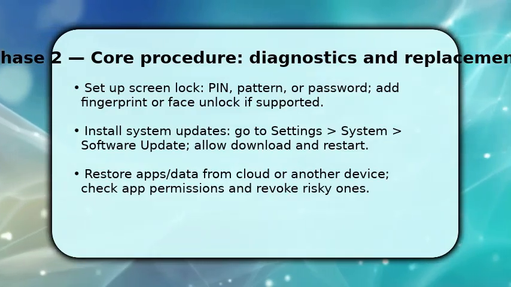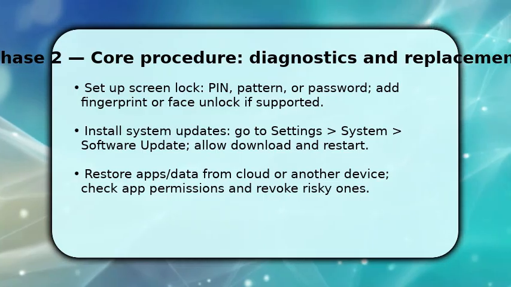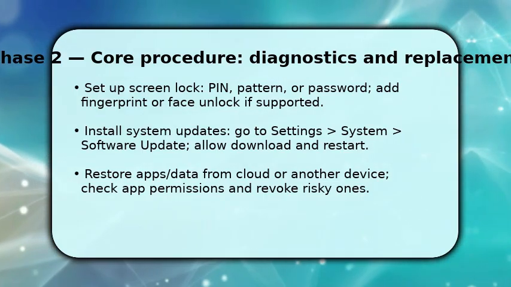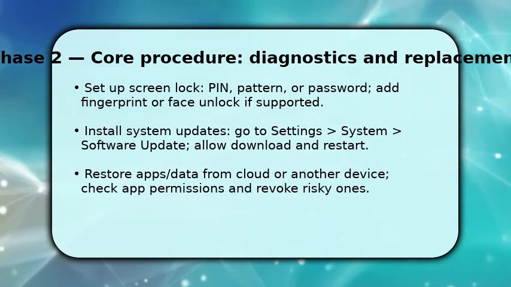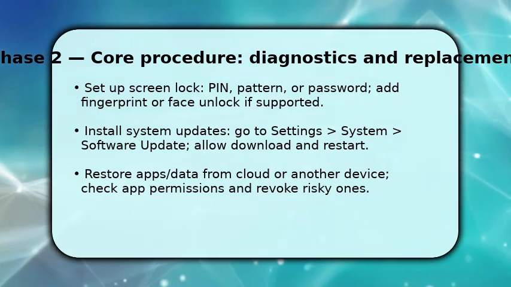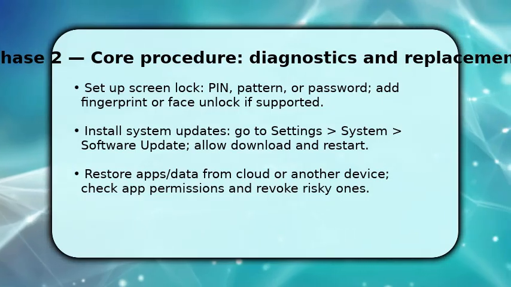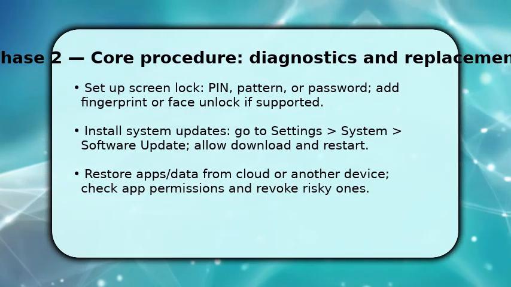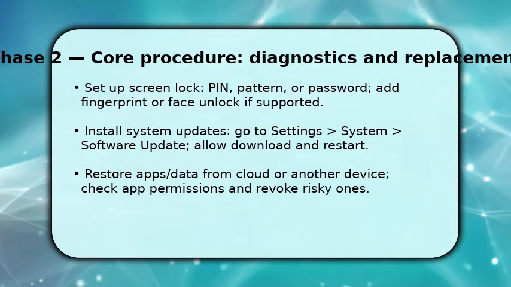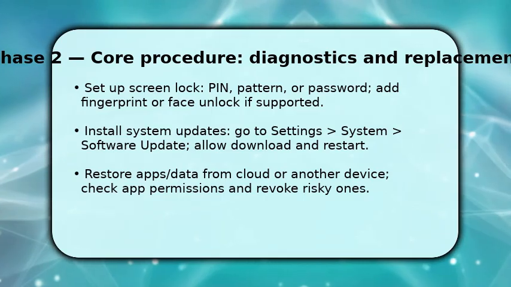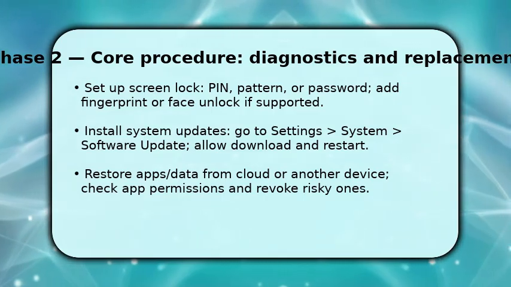You should set a screen lock, PIN, pattern, or password, and enroll biometrics if available. This protects accounts and payments. Then, go to settings to check for system and app updates, download them, and restart so security patches apply. After reboot, restore apps and data from Google Backup or transfer from your old device. And make sure to review app permissions to prevent unnecessary access to location, microphone.